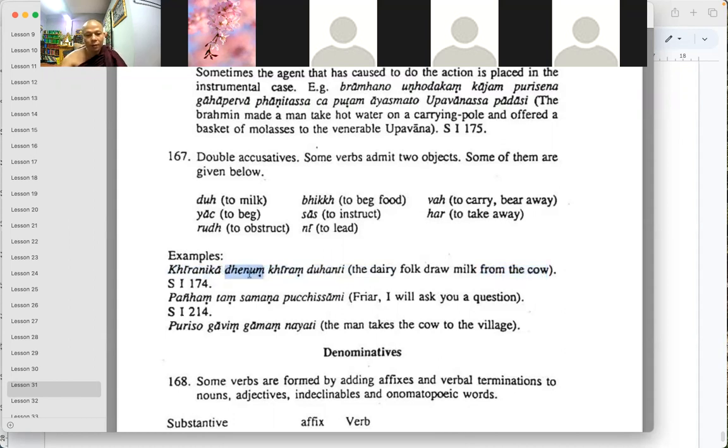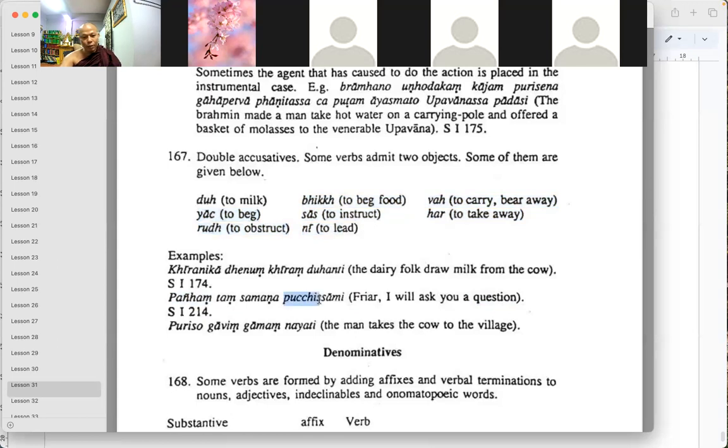Okay. The same way here, Bhikkhū ahaṃ samaṇa bhikkhusāmi, okay. So bhikkhū and the samaṇa mean recluses of prior. So pucchissāmi, I will ask. So taṃ, you, and then pañhaṃ, a question. So I will ask you a question. So taṃ is also an object, pañhaṃ is also an object. Okay. So that is with both.